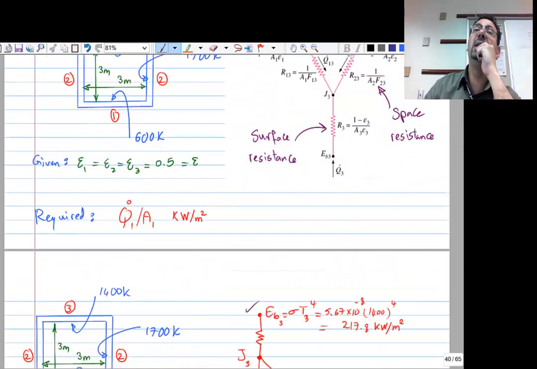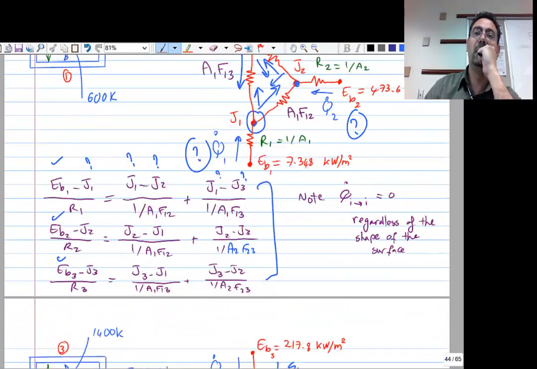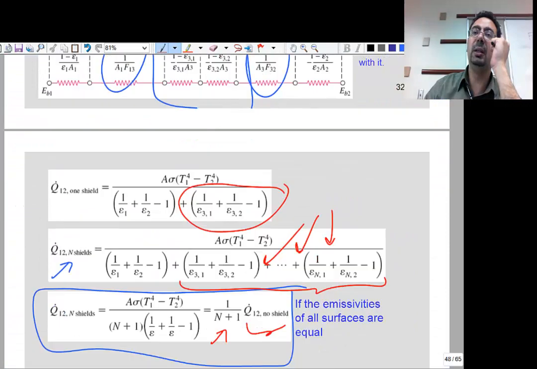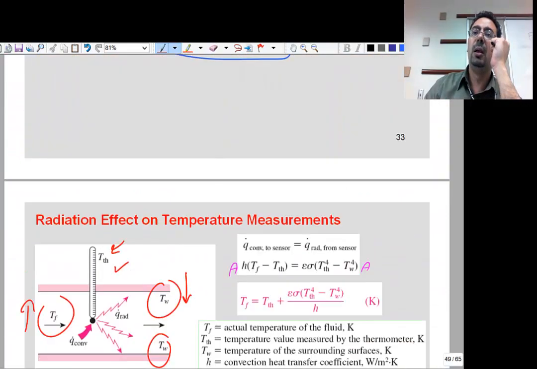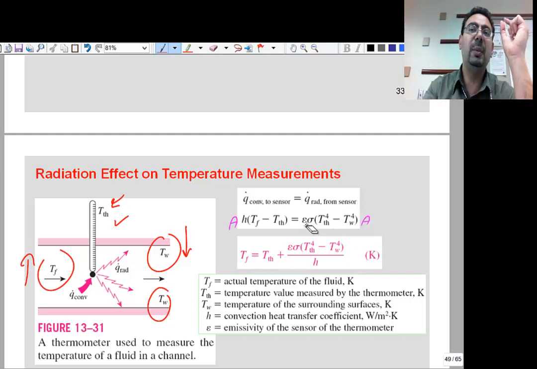So I didn't really get this problem in an exam for a long time. So maybe it's time this year. Right? So let's try to understand very carefully what will happen then. So again, area, which area? Area of this bulb. Epsilon, what epsilon? Not the wall. Your epsilon, the bulb epsilon. Right? Sigma, T thermometer to the power 4 minus T wall to the power 4.